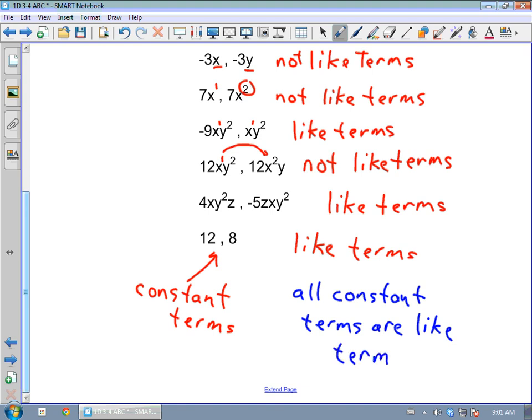And when I say they are like terms, I mean they're like terms with each other. Any constant is a like term with another constant term. Okay? Now, why are like terms important?